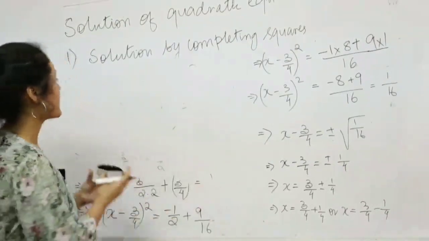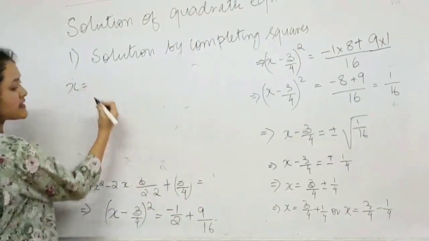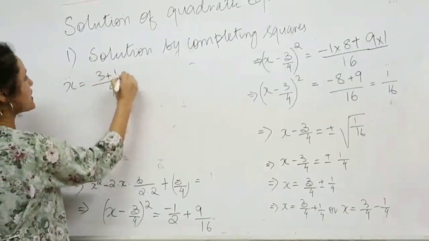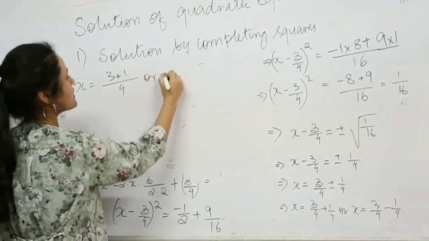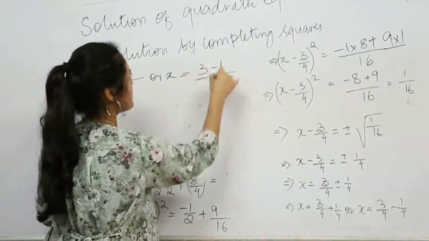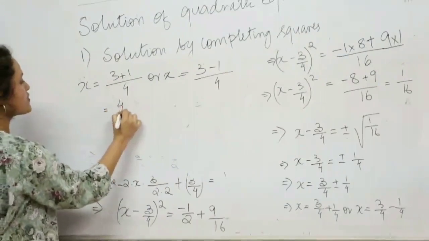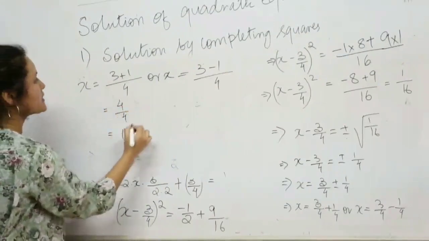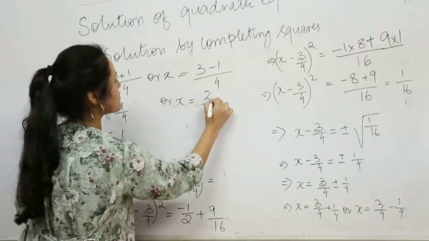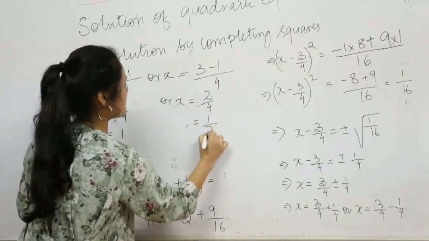Just simplify that one. The LCM there is just 4, so it's just 3 plus 1. And the other one, the LCM also is just 4, so it is 3 minus 1. So this one is 4 by 4, which is 1. And this x is 2 by 4, which is half.